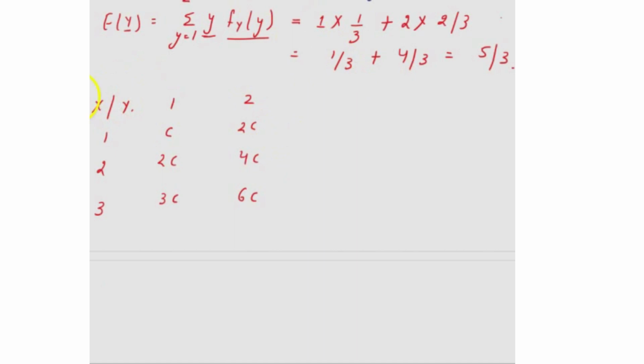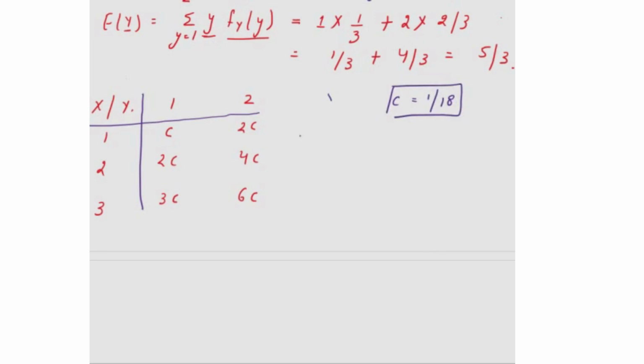Now, in order to compute the expected value of xy, for this xy, what we can do is use the joint probability mass function table, where c is equal to 1 by 18. We can write simply, first we'll solve in terms of c, and at the end we'll substitute the value of c, because c is equal to 1 by 18.